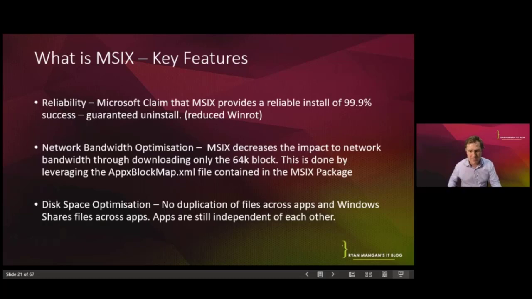What we also have is the 64-bit block from the block map file, which I mentioned previously. That allows you to transfer at much better speeds and also helps with network bandwidth optimization. And then a bit of a deduplication play on there. There's a bit of disk space optimization because it won't use the same files twice. It basically shares the files across the apps. They're independent of each other, but obviously it's doing a bit of dedupe there.